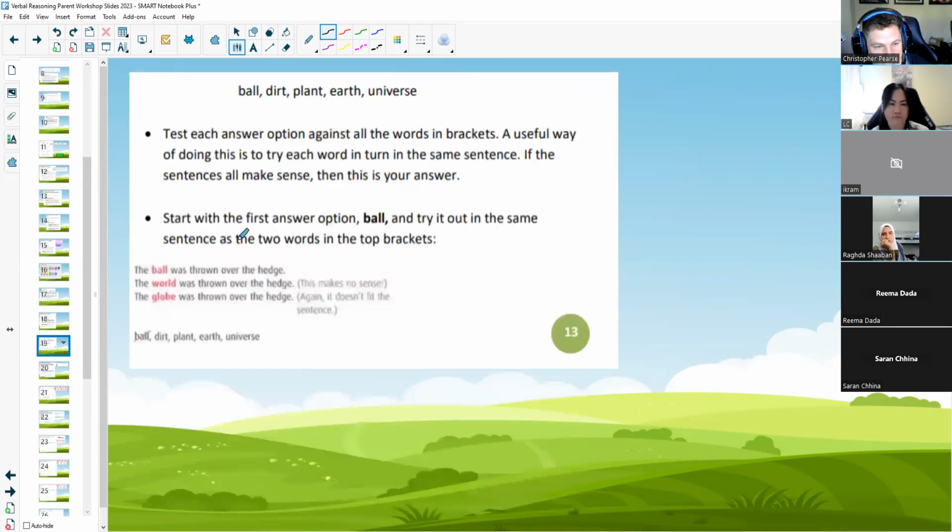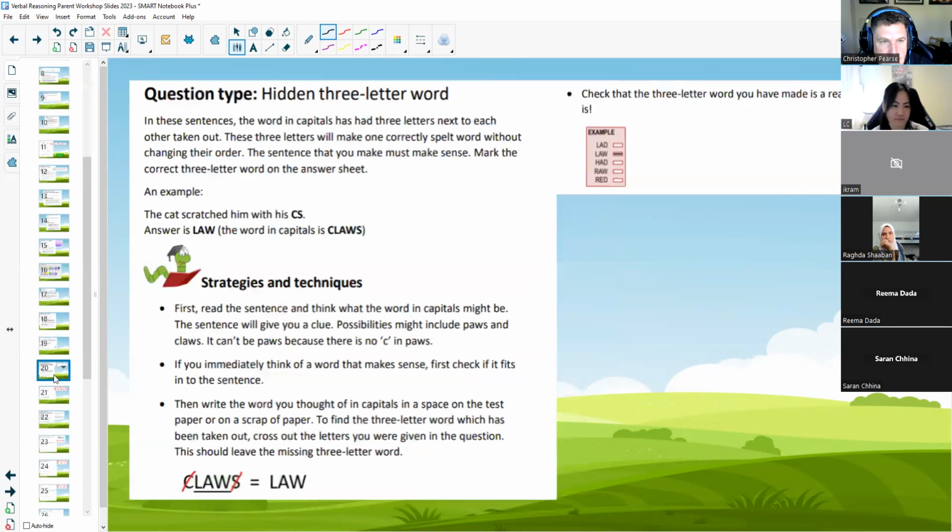So that again just emphasizes the need to eliminate and cross out the ones that are not correct. Right, we'll move on to another one now. This is called hidden 3-letter word, and I've got some for you to have a go at in a moment.